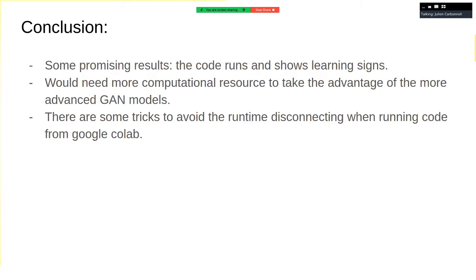My conclusion on all that is that I've had some promising results with the baseline model and also with the other models, because the code runs and it shows some learning signs. I would need more computational resources to be able to run the more advanced model. I guess that's what I lack, because Colab maybe doesn't allow so much work online, but with a more powerful local computer I can probably do it.